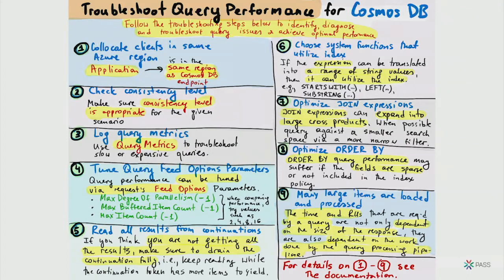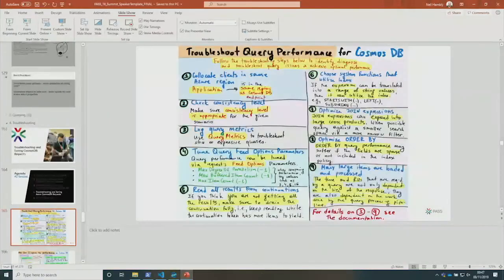Consistency model. Which one did I choose? Strong, bounded staleness, session, consistent prefix, or eventual. There are some differences in characteristics there. I'm going to show you that a little bit in the portal very quickly.